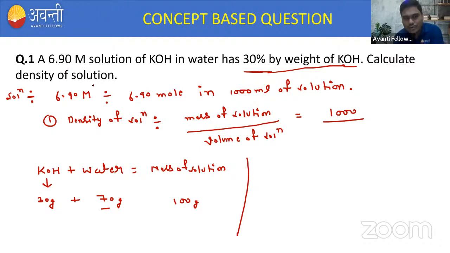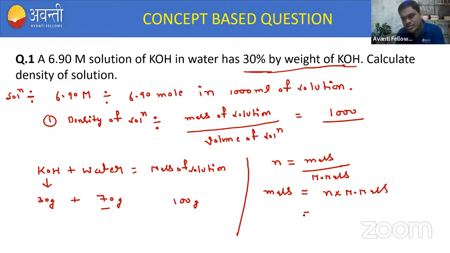Because we know the number of mole, right? Number of mole is equal to mass divided by molar mass. So we can calculate mass just by multiplying number of mole into molecular mass. The number of mole is already given, that is 6.90. And what is the molar mass of KOH?